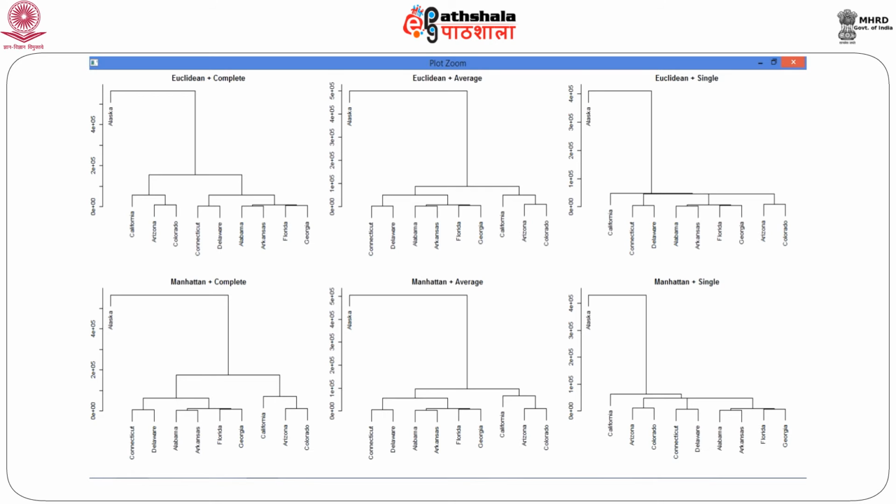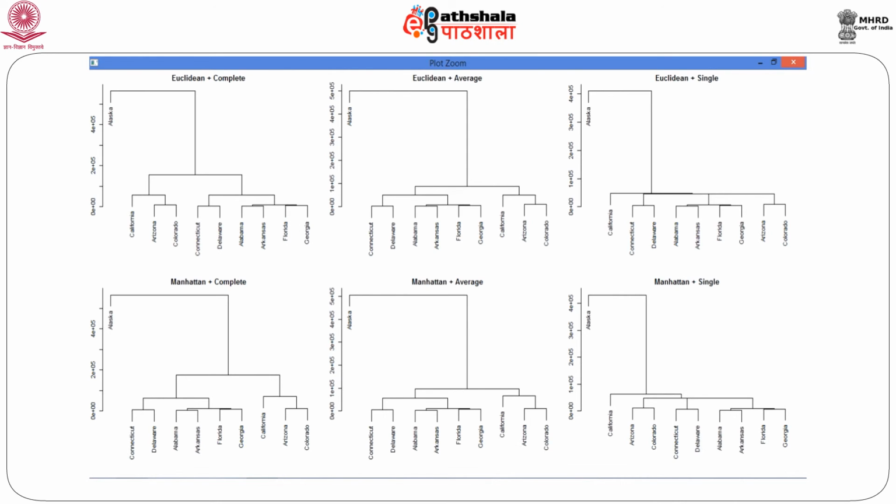Now of these 6 dendrograms, all of them are on the same data. What is different is the method of distance computation and the method of clustering. But all of them are giving very similar results. What we are seeing here is that Alaska is completely different from the other states. That's number 1.